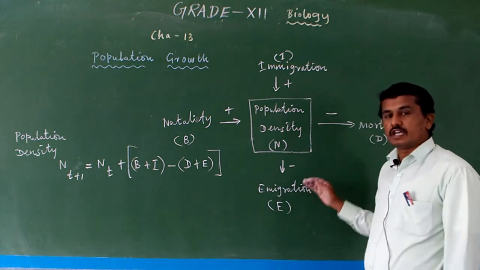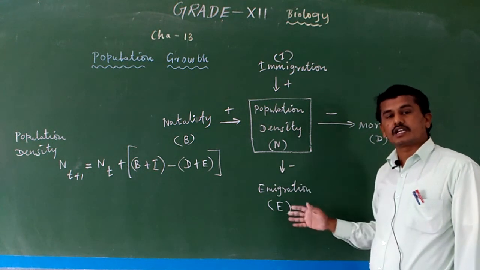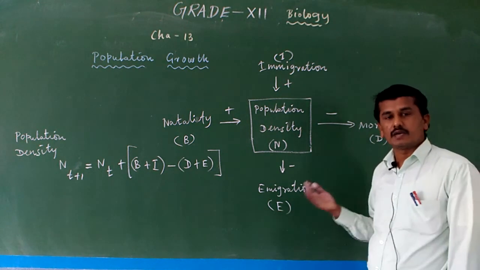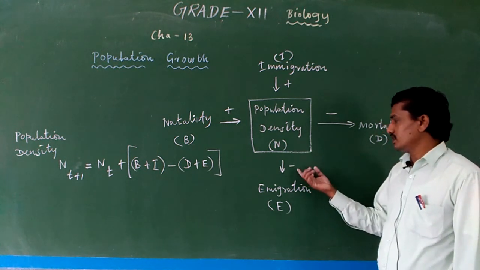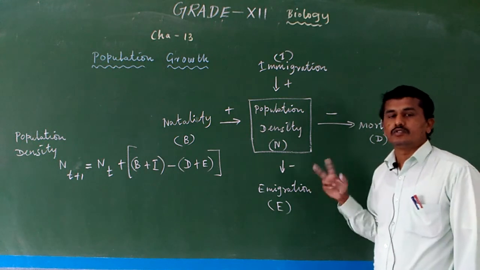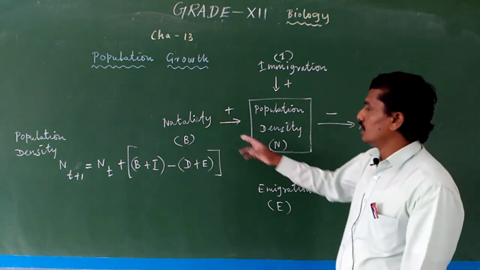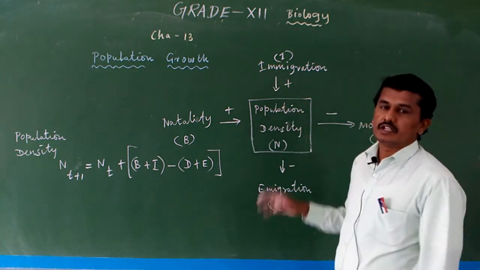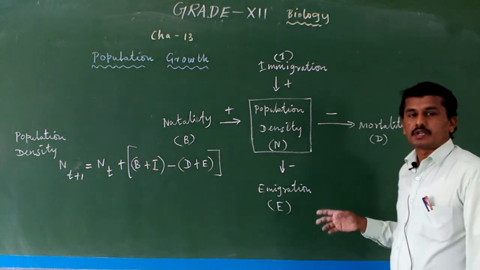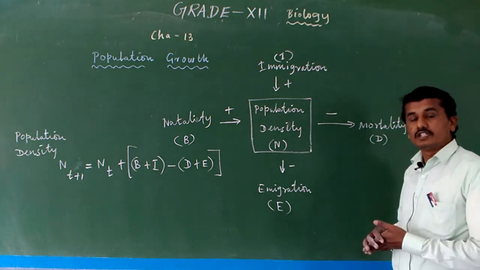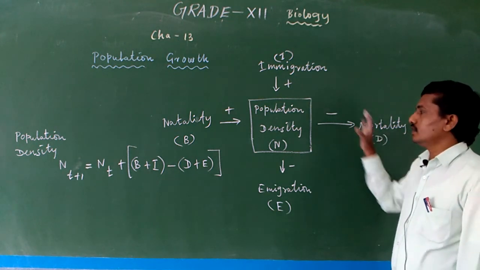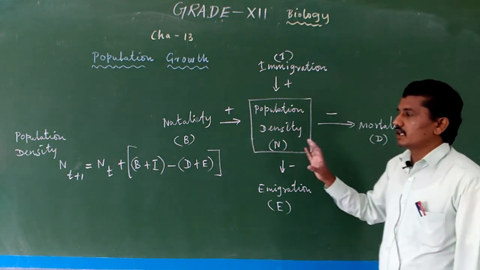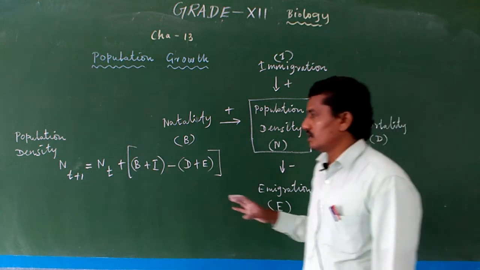And emigration: number of people or number of organisms who leave the habitat in a particular time. That is emigration. It is actually decreasing the population. So 2 factors increase the population, that is natality and immigration. 2 processes or factors decrease the population, that is emigration and mortality. With the use of these, we form one formula for the population density.